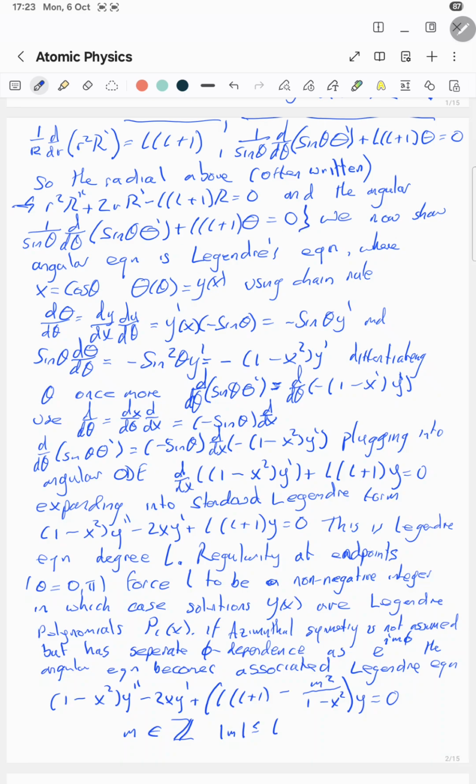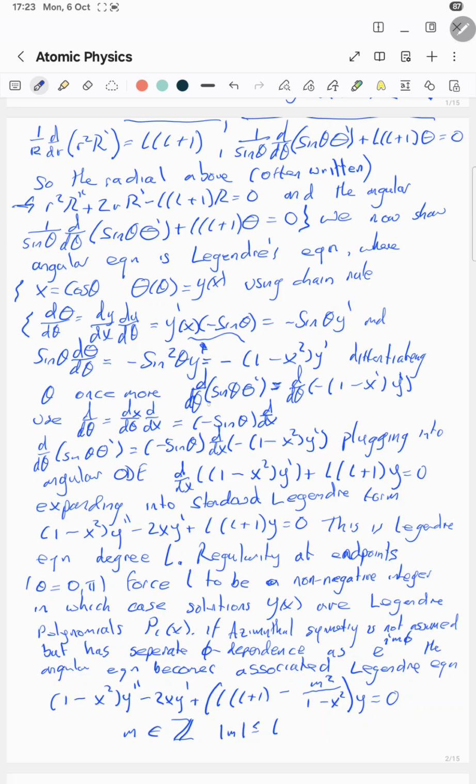And the angular equation here, we now show the angular equation is Legendre's equation, where x equals cosine theta and Θ(θ) equals y of x. Using the chain rule here, we obtain y prime of x, and minus sine theta y prime. And sine theta dΘ/dθ equals minus sine squared theta y prime, which equals minus 1 minus x squared y prime.